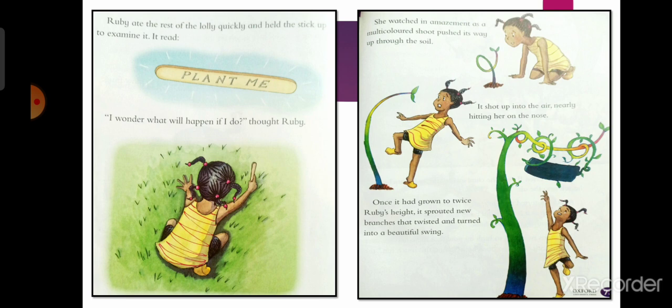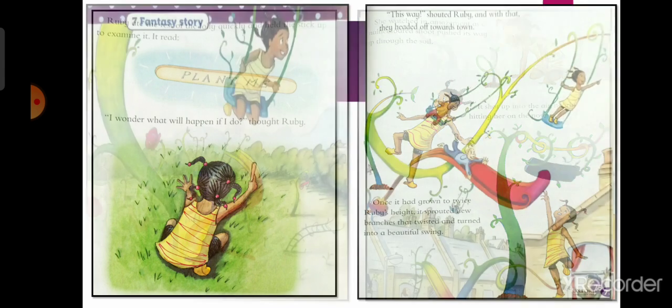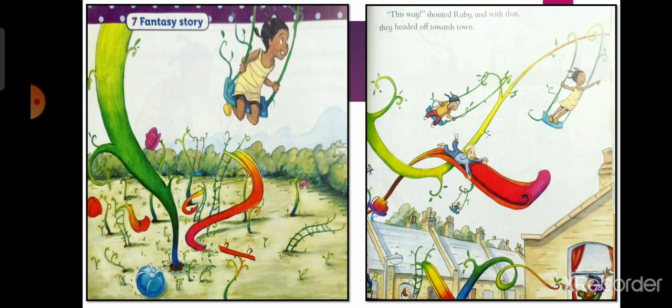Anyhow, she pushed the stick firmly into the ground and covered it up. Soon after that, the ground rumbled and a multicolored shoot pushed up through the soil. Within a few seconds, it grew twice Ruby's height. It sprouted new branches and twisted and turned into a beautiful swing. As Ruby started to swing, more shoots appeared that also turned into ladders, poles, slides, and roundabouts.